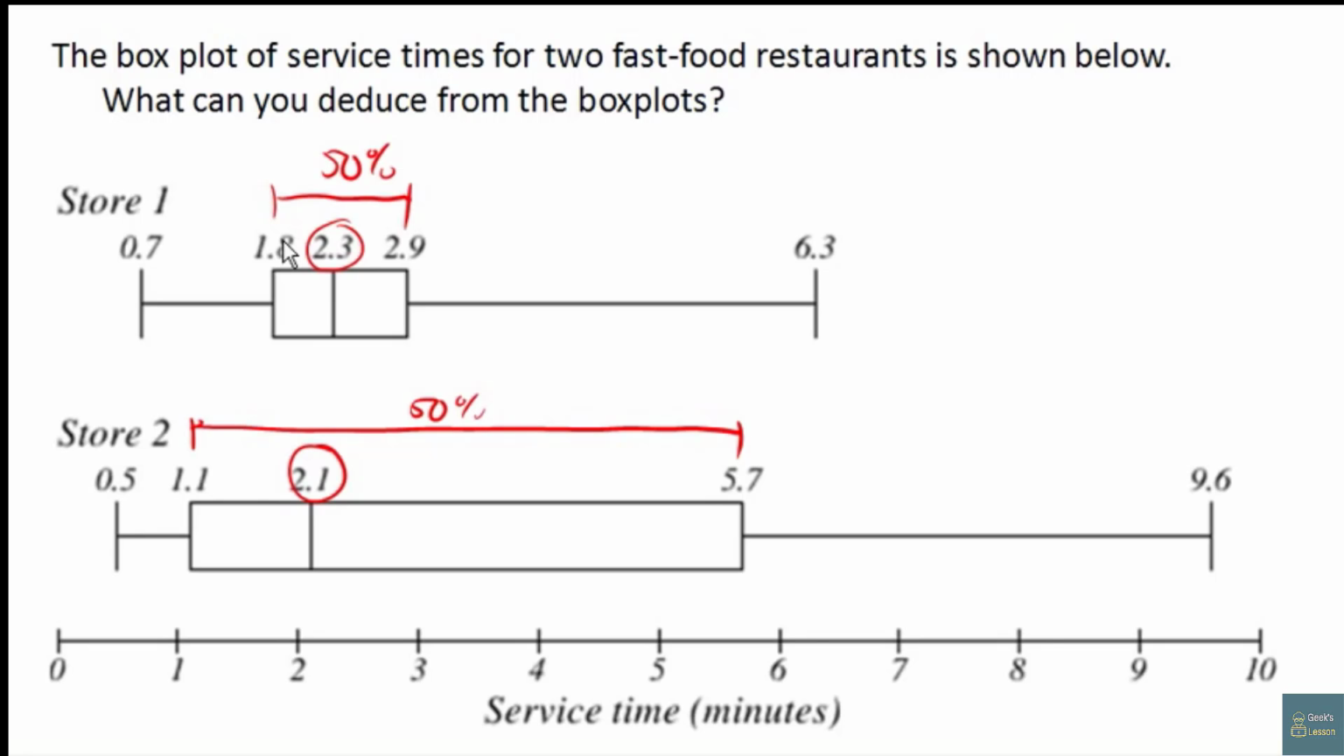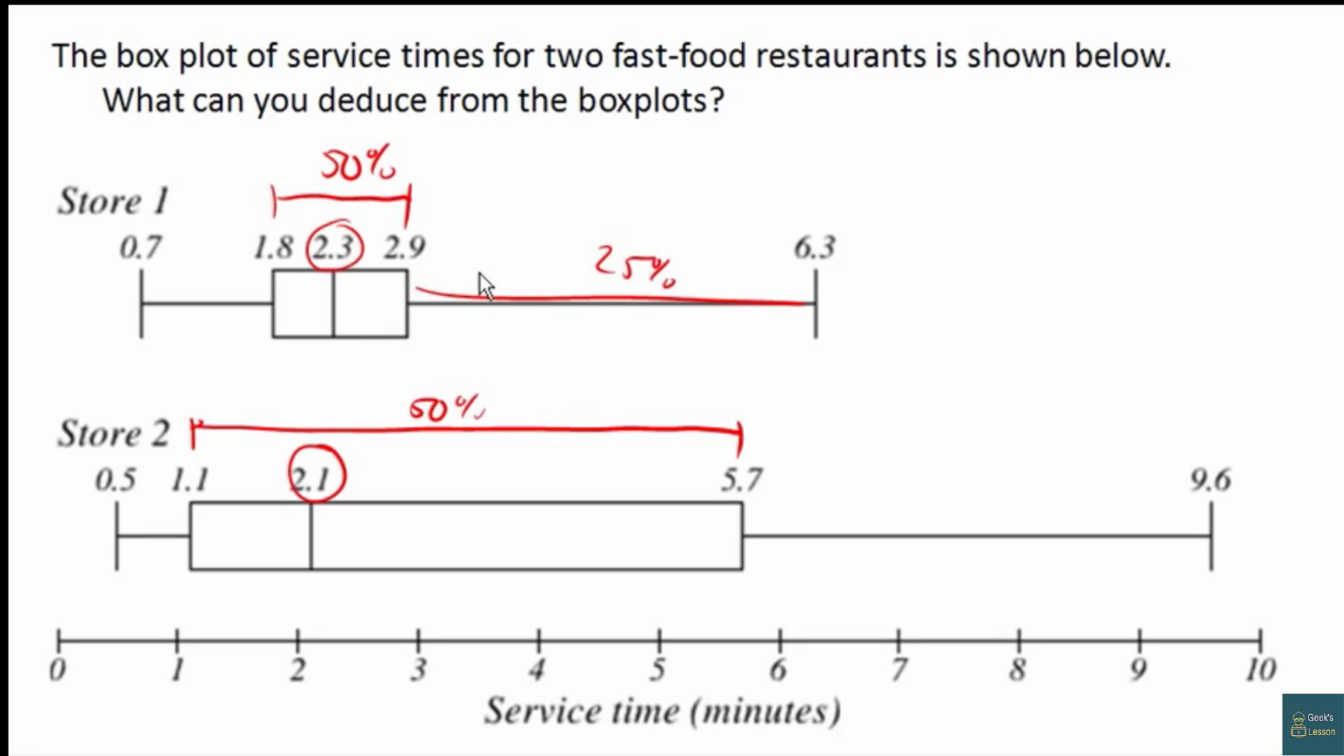In fact, 75% of people are served within 2.9 minutes. Only these unlucky 25% here were served in a longer time. So if you're feeling really lucky, you might try store 2, because you might get lucky and get served really quickly, faster than you might in store 1. But certainly, if you just can't spare a large amount of time, then store 1 might still be your better bet, since they seem to be a little more consistent in serving quickly.